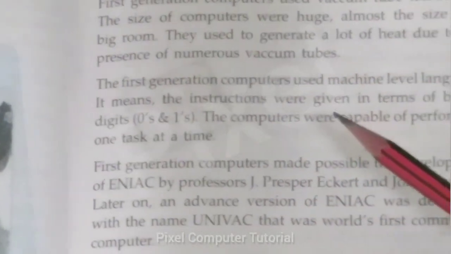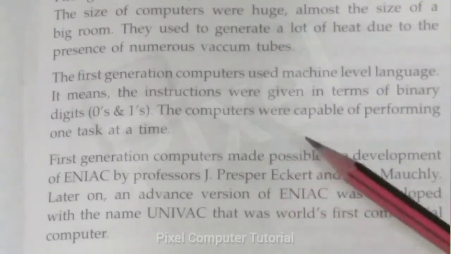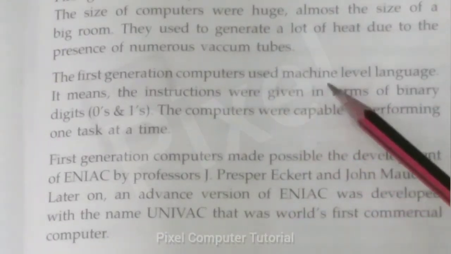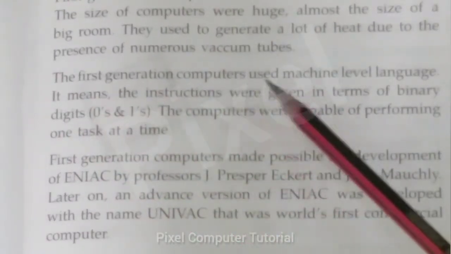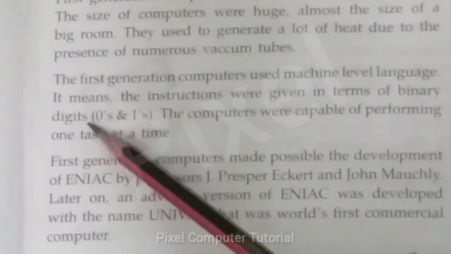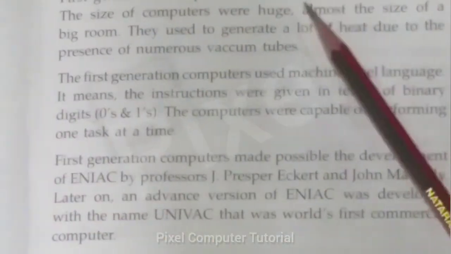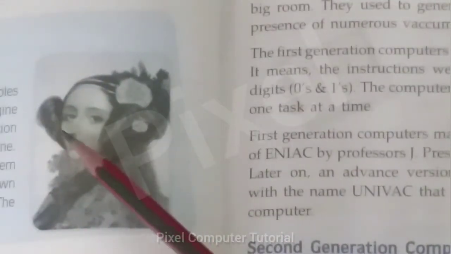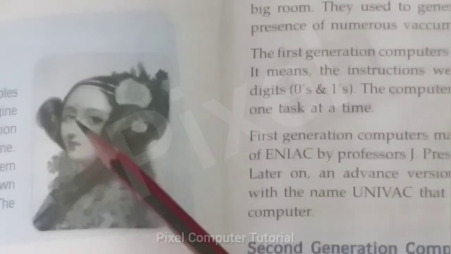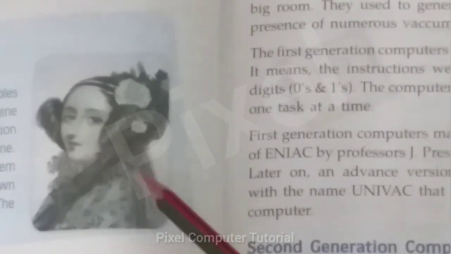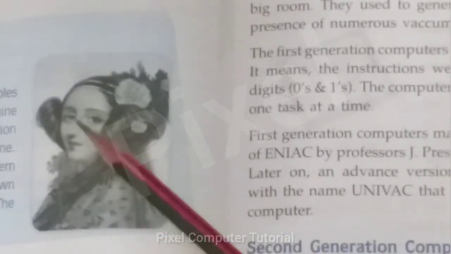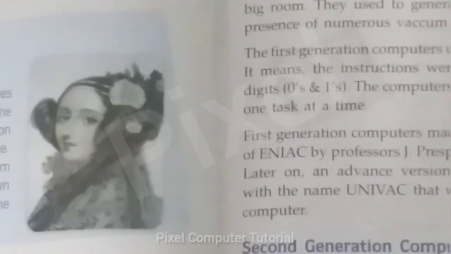Alright, the first generation computers used machine level language. It means the instructions were given in terms of binary digits. As I told you, Lady Ada Augusta was the one who found the programming language, and she used binary language, which is zeros and ones. The same was used there.